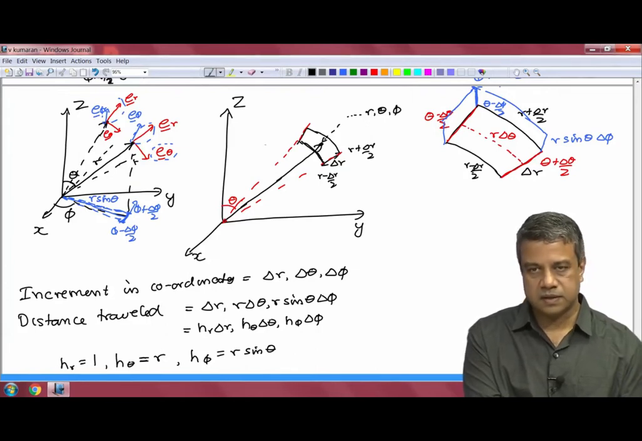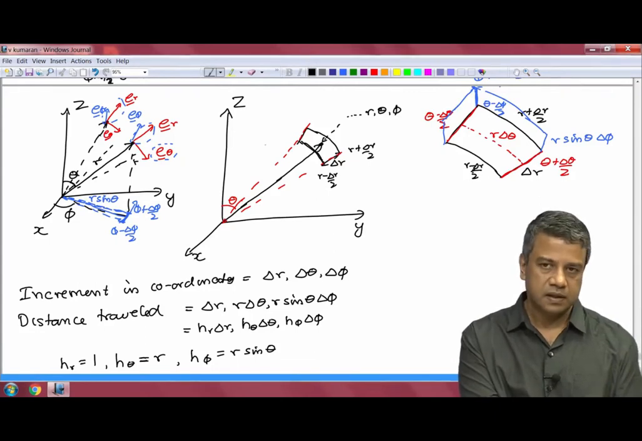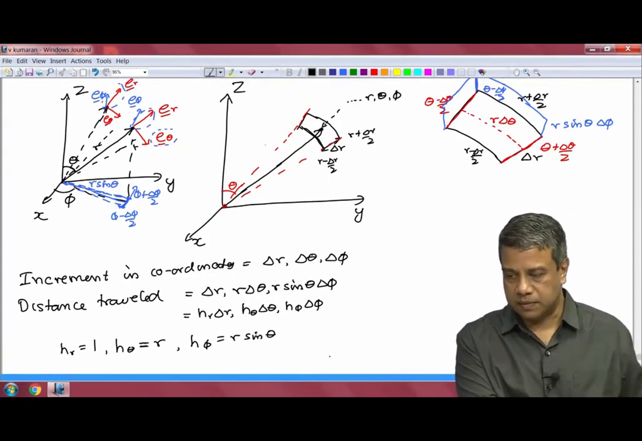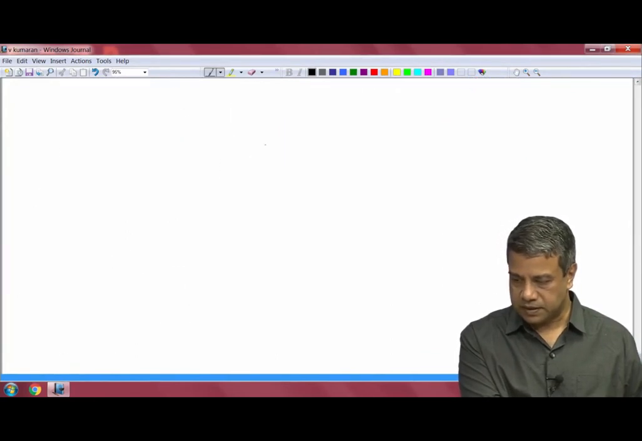So, now we have this coordinate system and we have this differential volume, and we have to identify the surfaces and then do a balance for these surfaces. So, let us identify the surfaces.